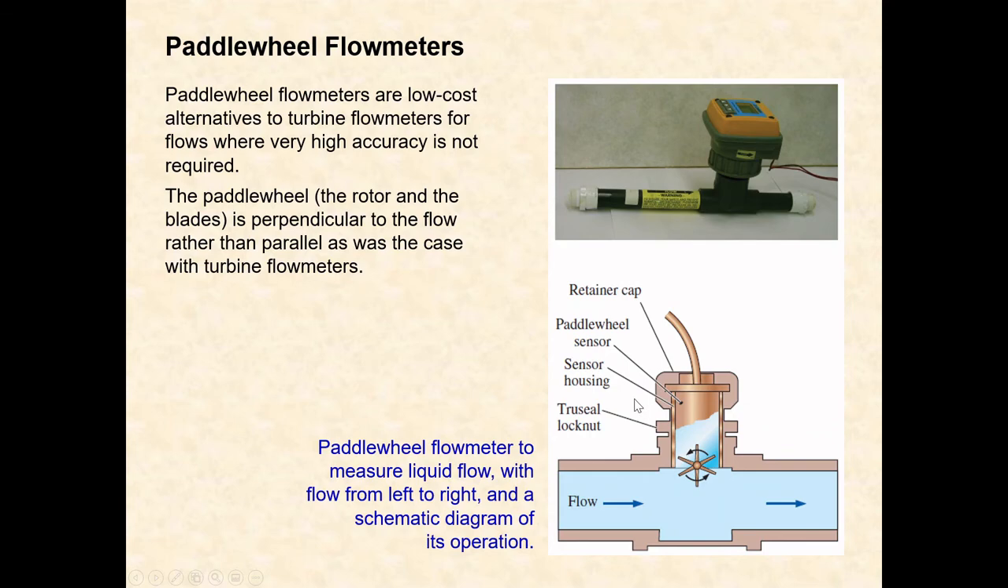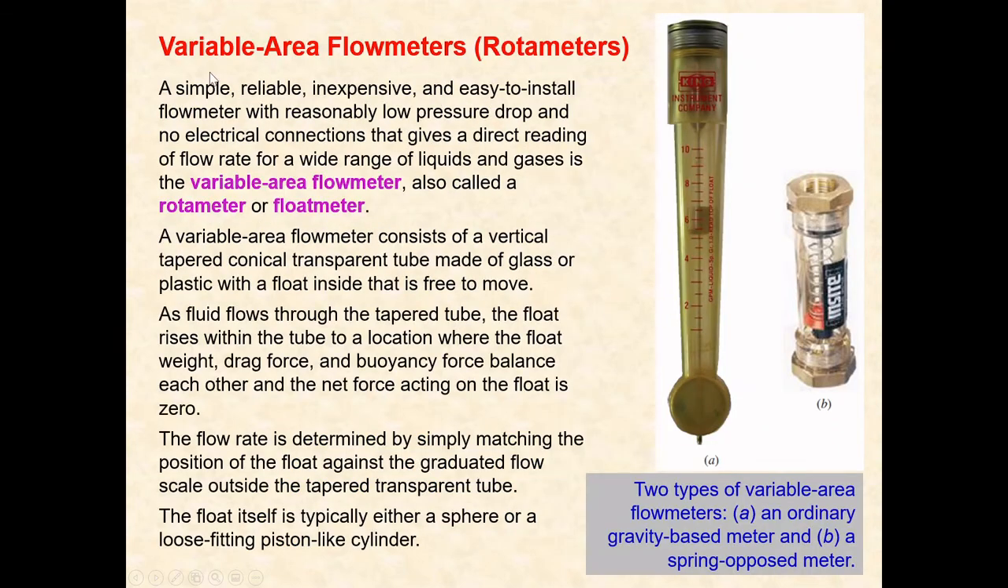Okay, so it's shown to you here. Here we have the variable area flow meter, or in short we call it a rotameter. It is a simple, reliable, inexpensive and easy to install flow meter with reasonably low pressure drop, which basically means low energy loss, or low head loss, and no electrical connections. The flow meter that gives the direct reading of flow for a wide range of liquids and gases is the variable area flow meter, also called a rotameter or float meter.